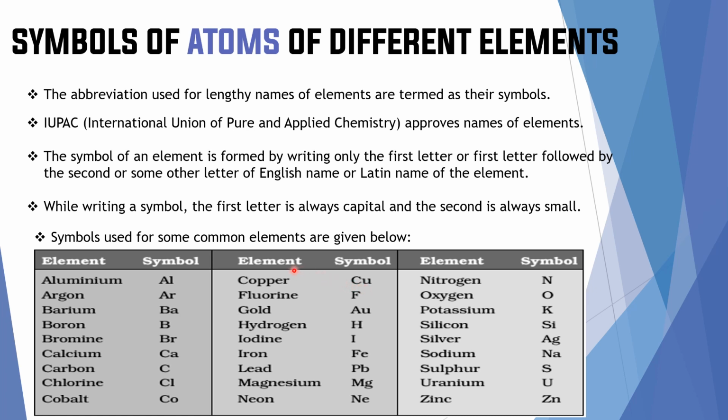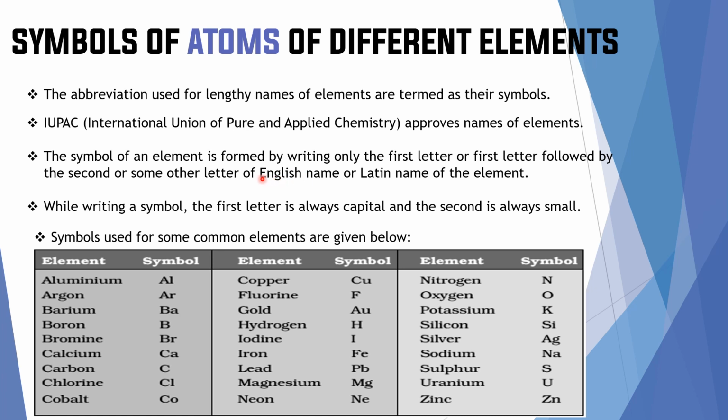Some names are taken from specific colors. For example, gold was taken from the English word meaning yellow. In the same way, some elements were named after the place where they were first found. For example, the name of copper was taken from Cyprus, and Einsteinium is named after a scientist. These are some rules to make the symbols for atoms of different elements.